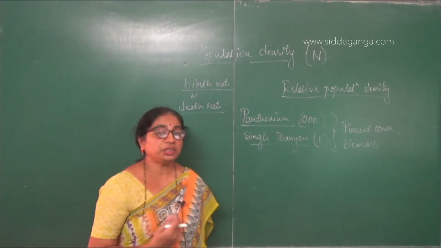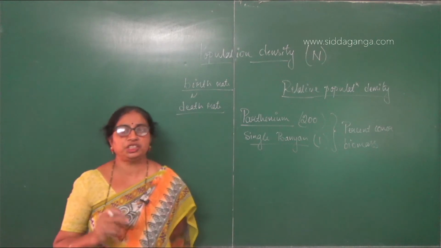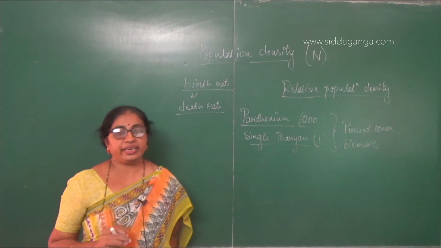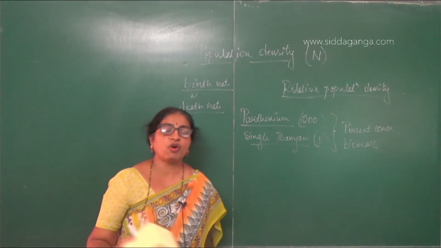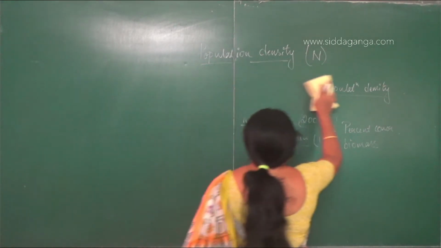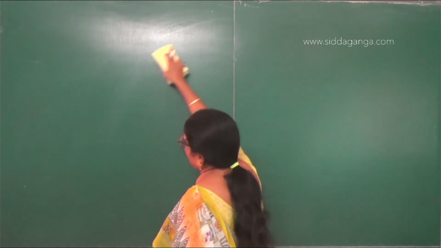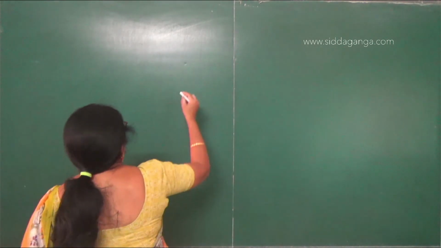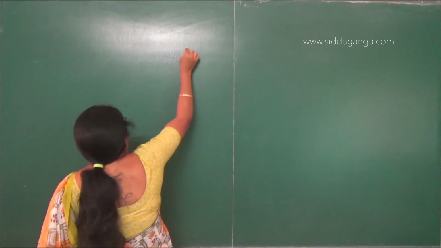So this population density is not always constant. It keeps changing, depending upon various factors. For example, the population size may keep on varying. So what are those factors that affect the population density or the population size? Let us come to the point called population growth.